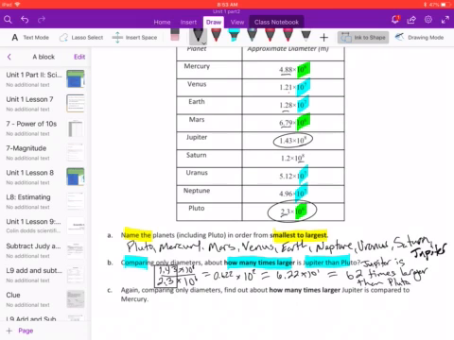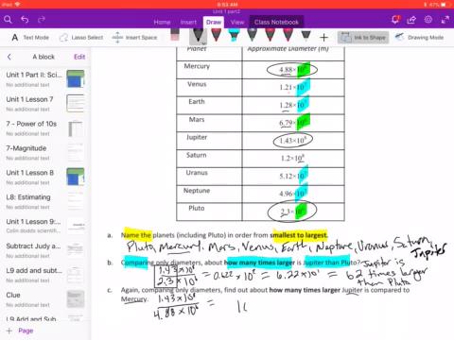Okay? So part C says, again, comparing only diameters, find out about how many times larger Jupiter is compared to Mercury. So now I'm going to take Jupiter and Mercury this time. So I'm going to have 1.43 again times 10 to the 8th. But this time I'm going to divide it by Mercury, which is the second smallest planet, which is 4.88 times 10 to the 6th.